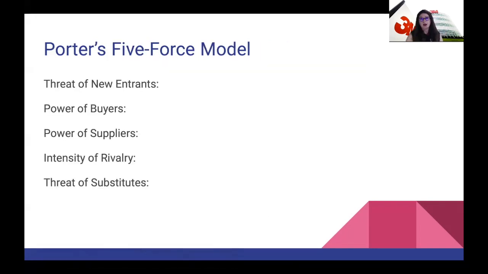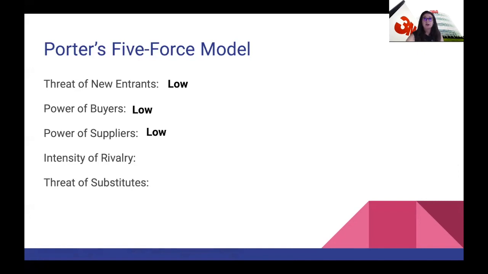Under Porter's 5-force model, the threat of new entrants is low. This industry requires a high amount of capital and expertise. Therefore, new entrants will be less likely. The power of buyers is also low due to the very few companies to choose from that have the same innovative products. The power of suppliers is also low because there are many suppliers in the industry.